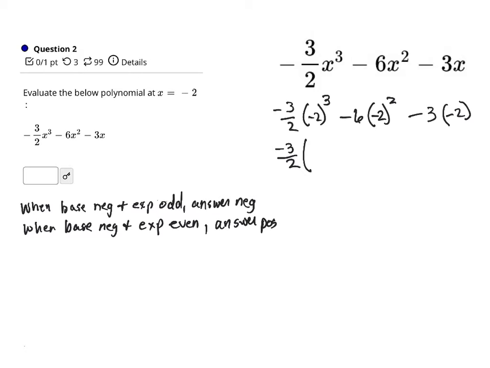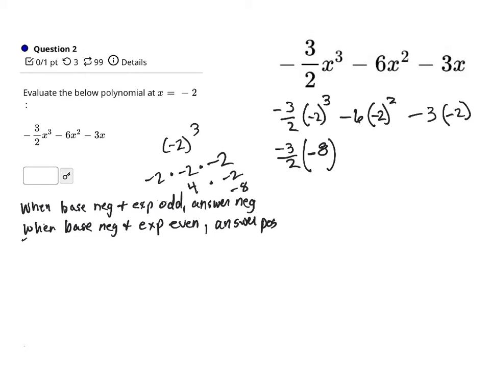Over here I wrote some rules. When the base is negative, and that's what we have, a negative 2 is our base, and the exponent is odd, then it's going to be negative. So that's a negative, and then all I have to do is multiply 2 times 2, which is 4, times 2, which is 8. Negative 2 cubed means negative 2 times negative 2 times negative 2. Negative 2 times negative 2 is 4. 4 times negative 2 is negative 8.